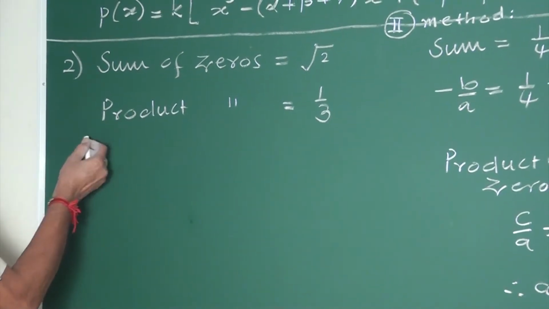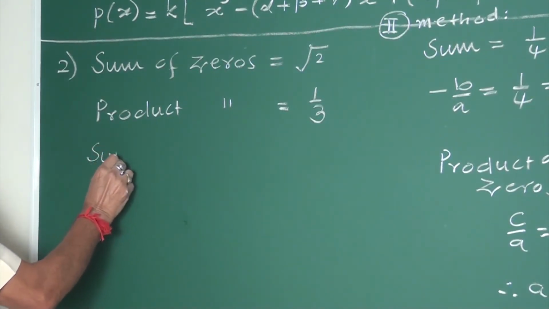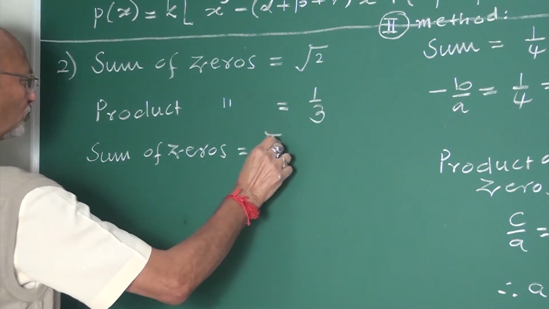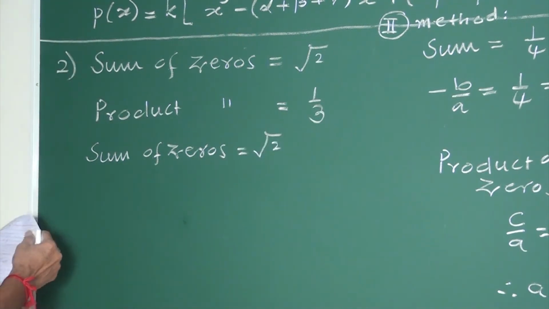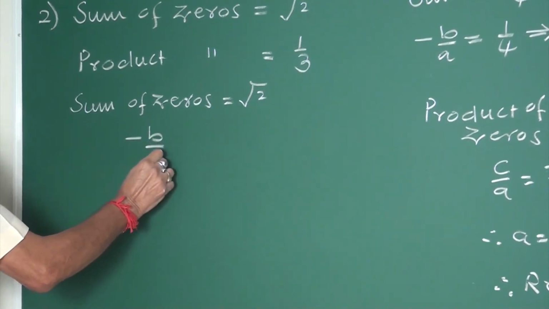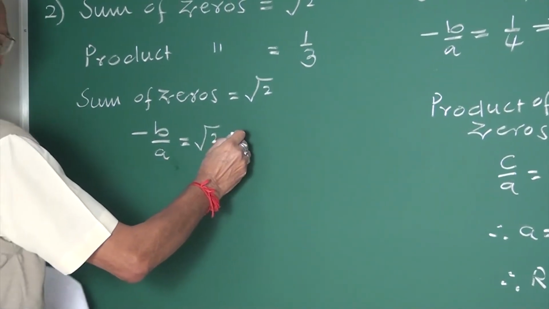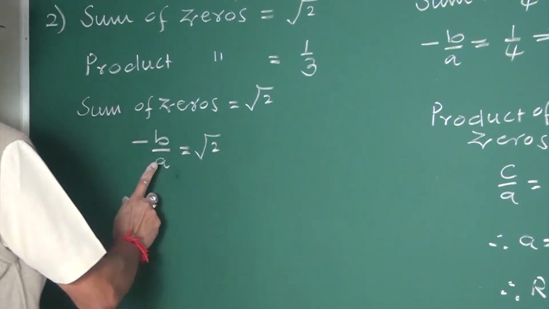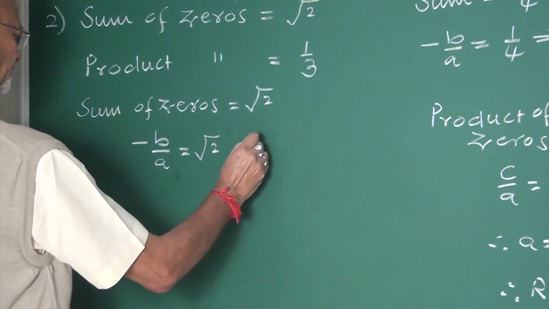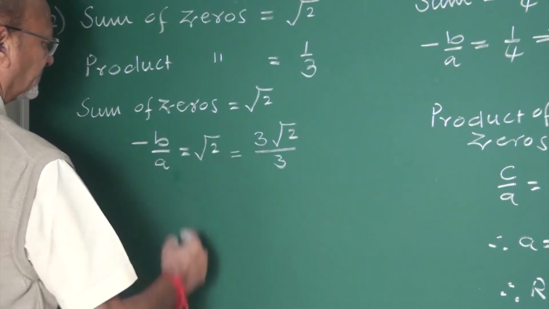Sum of zeros is given, equal to root 2. What is the sum of zeros, my friends? Alpha plus beta is minus b by a. Minus b by a is root 2. Then what is the value? This root 2 can be adjusted as 3 into root 2 upon 3. I will explain later why this is adjusted like this.